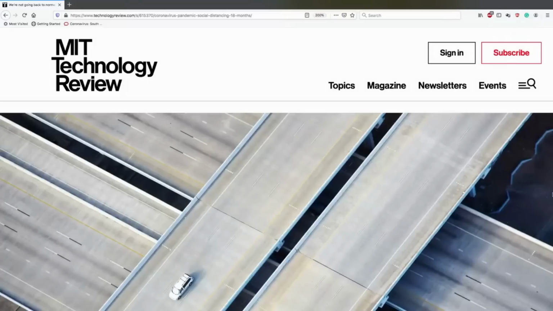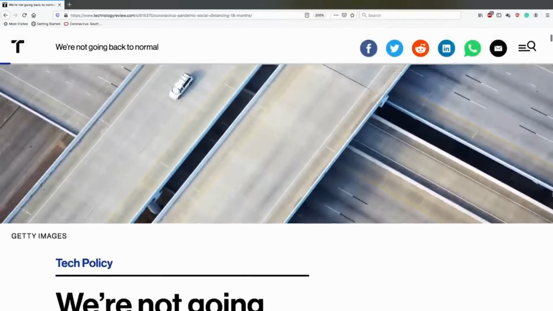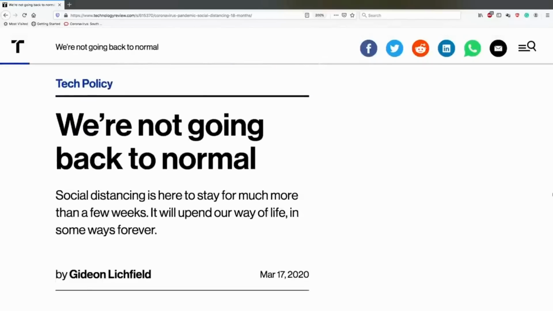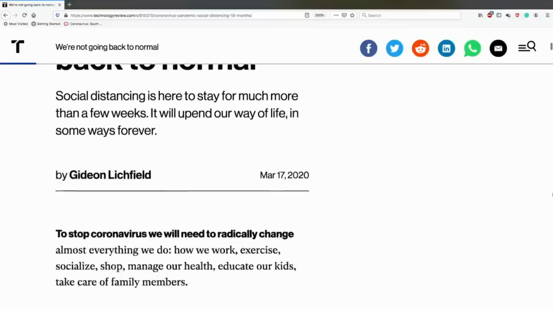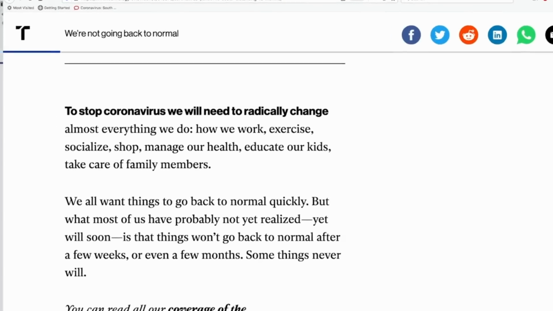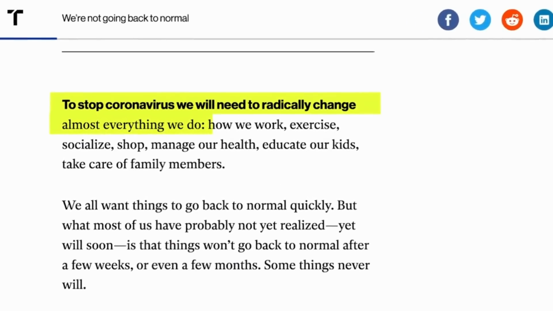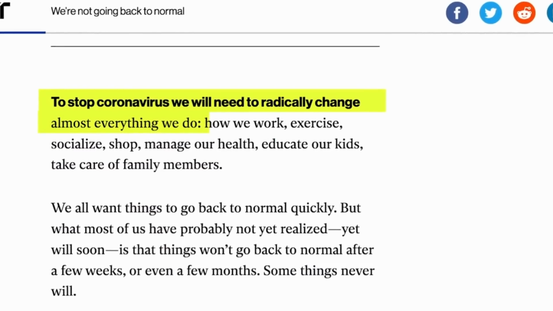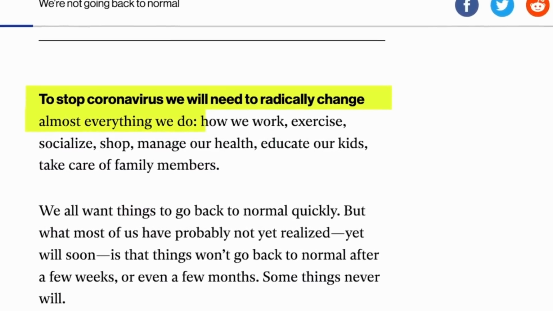On March 17th, MIT Technology Review published a terrifying article entitled, "We're Not Going Back to Normal." Social distancing is here to stay for much more than a few weeks. It will upend our way of life, in some ways, forever. The article gives us a sneak preview as to what to expect in the very near future, stating, "To stop coronavirus, we will need to radically change almost everything we do."